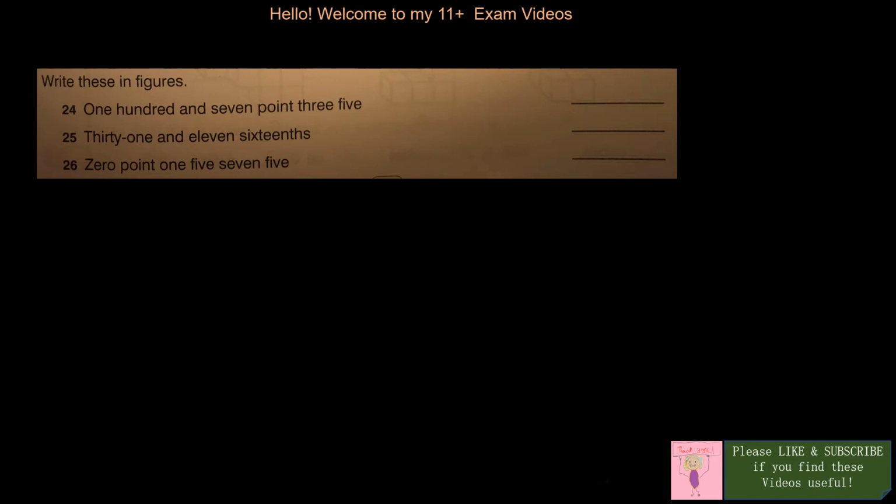Okay, the next one. Write these in figures. 107.35. So 107.35, 31 and 11/16. So we have 31, 11 out of 16. 0.1575.